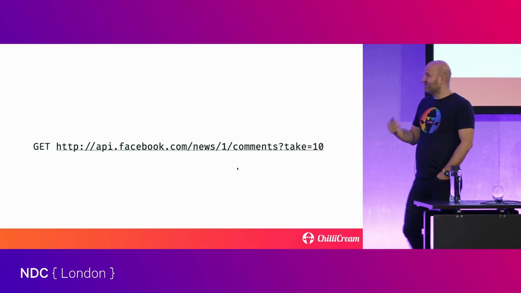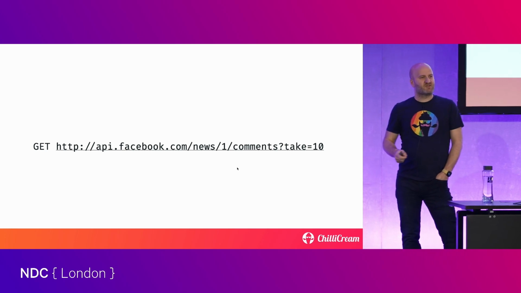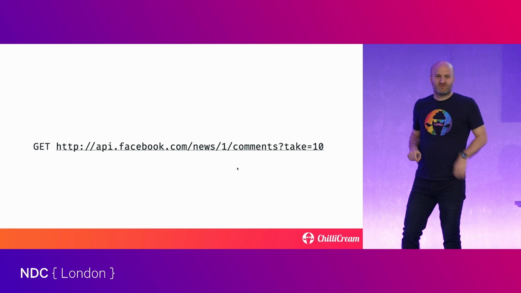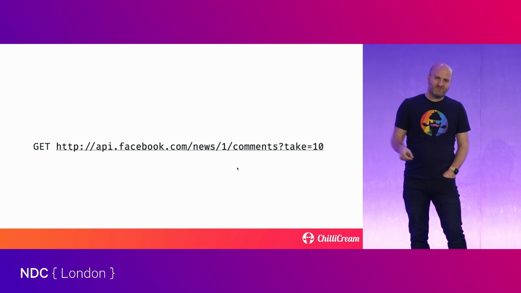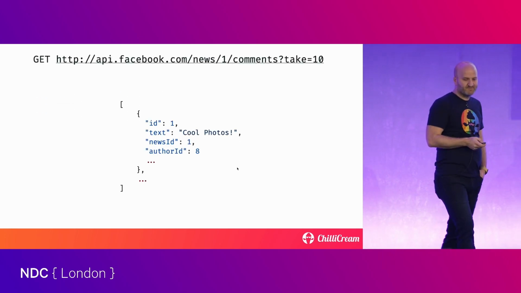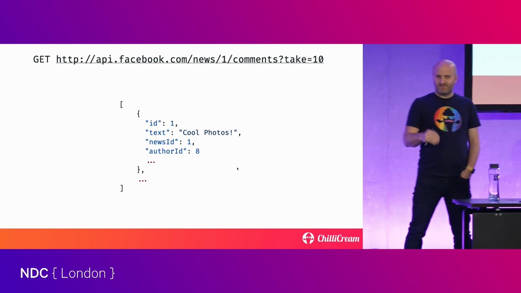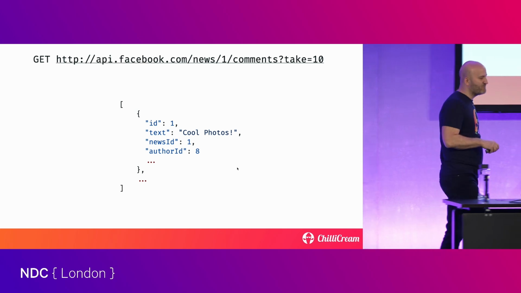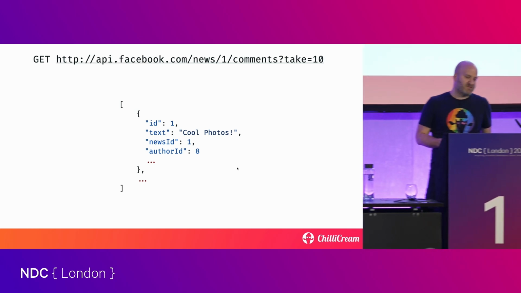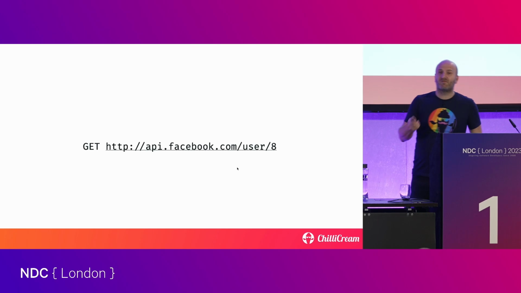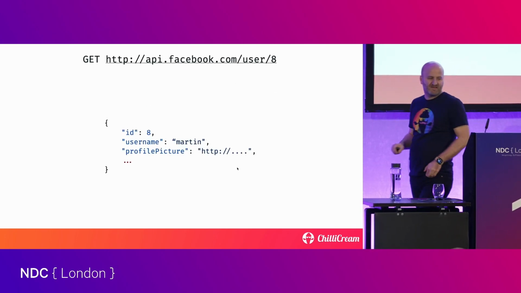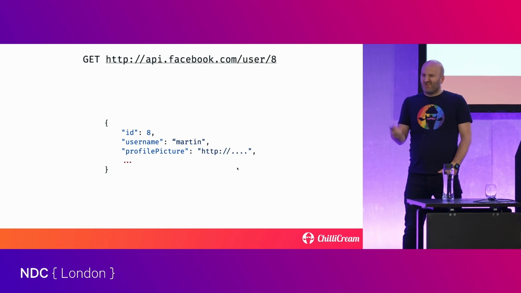But the news story is not enough because you also have comments. So you would collect all these IDs that you had from the previous request and feed them into another request to get the comments. And again, you just need a couple of properties there. And you would collect, again, a couple of IDs here, and then maybe fetch the profile picture of the users that made comments. And this is not efficient.